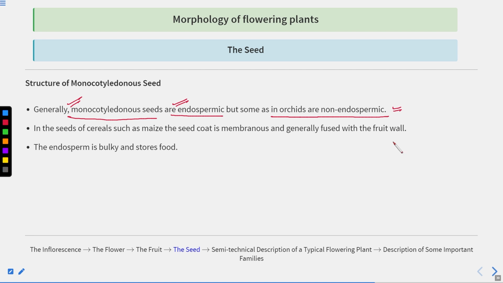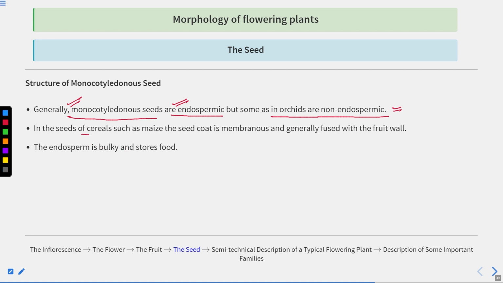So orchid is again a monocotyledonous plant. But if you talk about the other endospermic seeds in the case of monocotyledons, they are all having the endosperm in them. All the monocotyledonous seeds are having endosperm. But in the case of orchid, the seeds are non-endospermic. This is the exception. And always in the examination, exception is asked. So you must remember this.